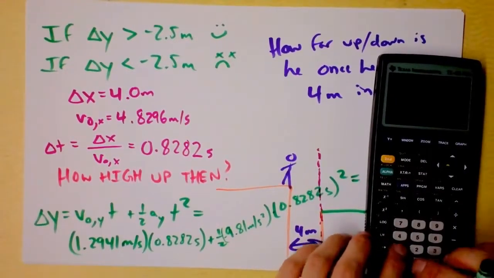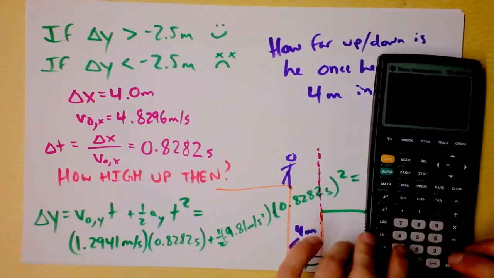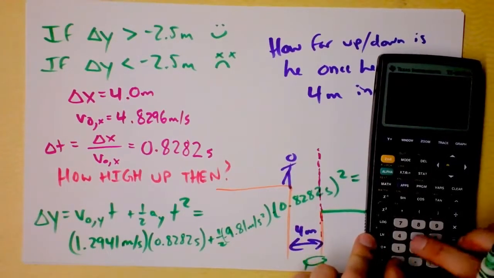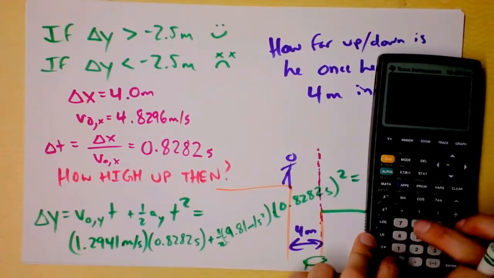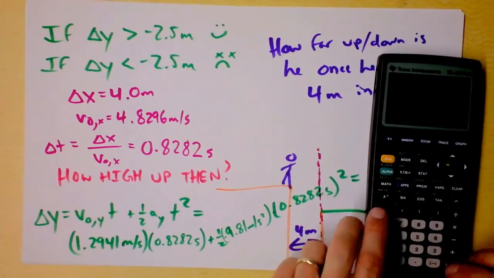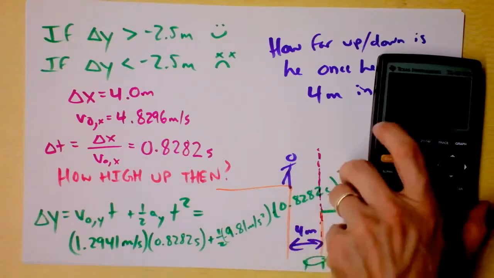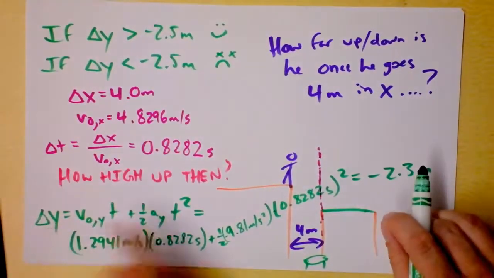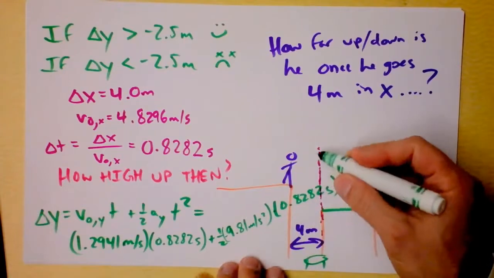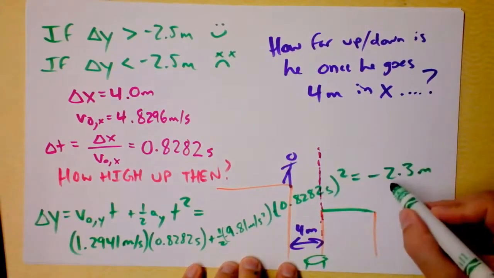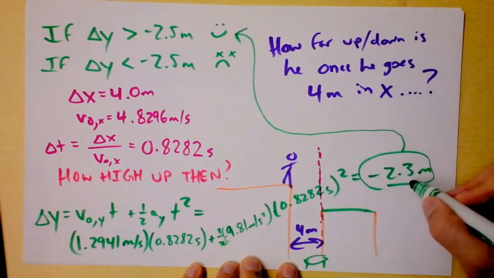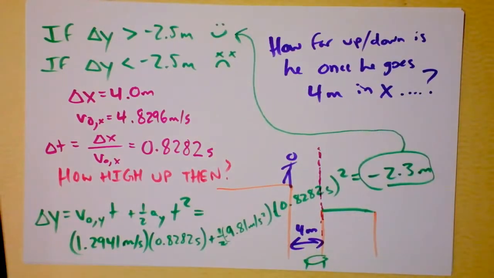This is a life or death question. 1.2941 times 0.8282 plus 0.5 times negative 9.81 times 0.8282 squared equals negative 2.3. What does that mean? That is where Ben Colleen is in height when he gets to this plane right here. And it seems to me like negative 2.3 is greater than negative 2.5, so he's going to be fine.